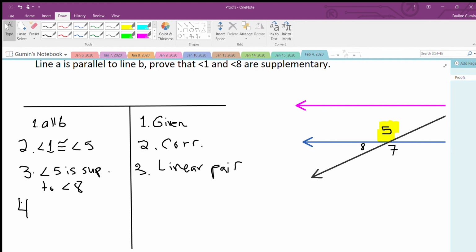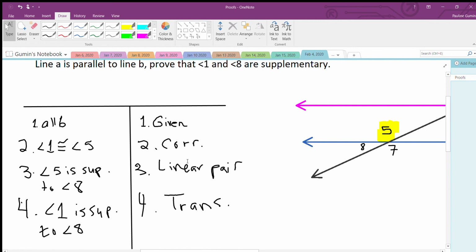Lastly, I conclude that angle 1 is supplementary to angle 8. How the heck did I jump to that conclusion? Well, I didn't jump. We talked about 1 being congruent to 5 and 5 being supplementary to 8. Because of the congruency between 1 and 5, I can say, well, if 5 is supplementary to 8, then 1 is supplementary to 8. And that is called the transitive property. And we have proven.